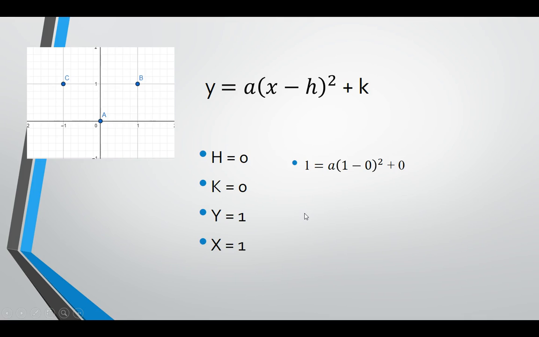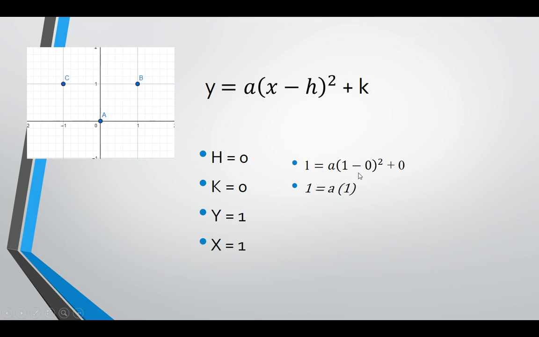So when you're using vertex form and you're given 2 points, with one being the vertex and another on the graph, you should always be able to fill in every position other than a. And so you should solve for a as your first step. So now we can simplify this down.